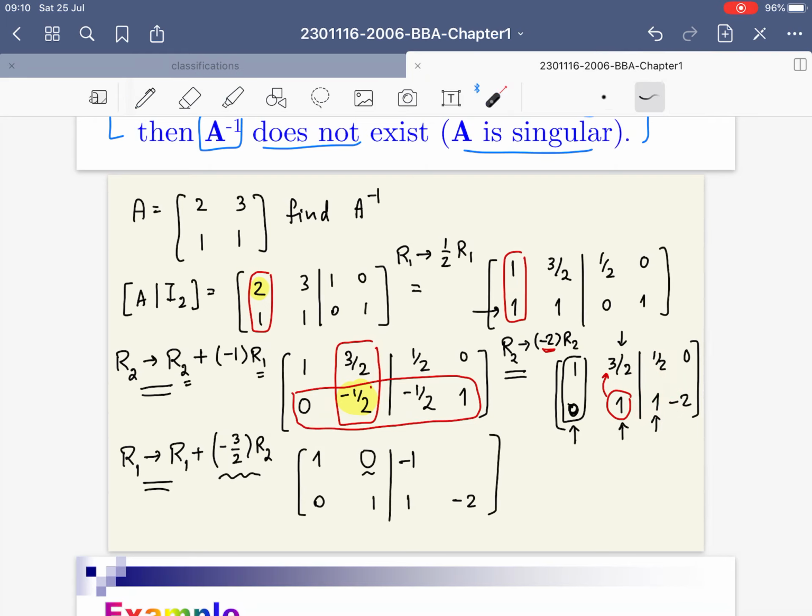And here you have negative 2 multiplied by negative 3/2. So the negative 2 and the negative 2 cancel. So you have a 3. So a 3 plus a 0, you have just a 3. So here is your I2, there is your A inverse. So your A inverse is negative 1, 3, 1, negative 2.